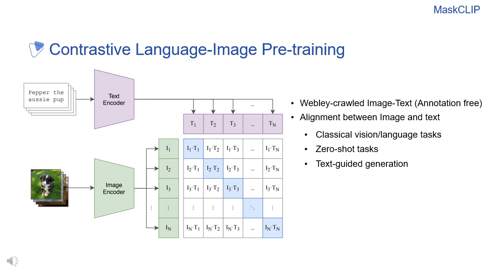Second, the contrastive loss aligns the image and text feature into the same feature space. So the backbone could not only be used in classical vision or language tasks, but also in some vision language tasks.